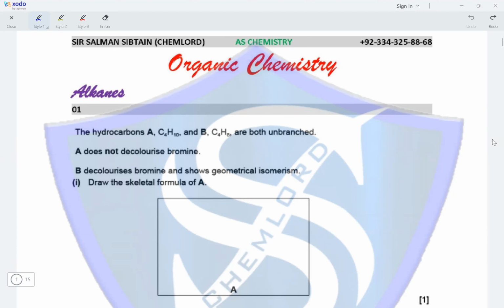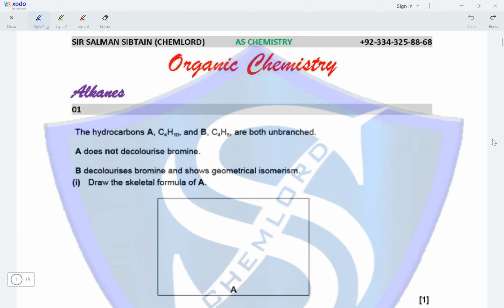Question 1. The hydrocarbons A, C4H10 and B, C4H8 are both unbranched. A does not decolorize bromine. B decolorizes bromine and shows geometrical isomerism. Draw the skeletal formula of A.